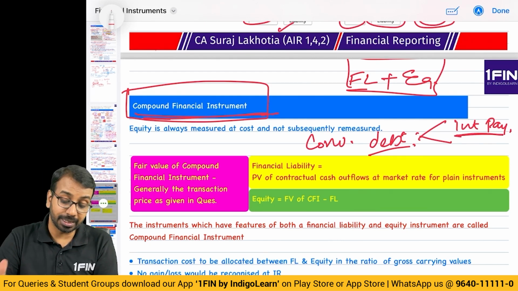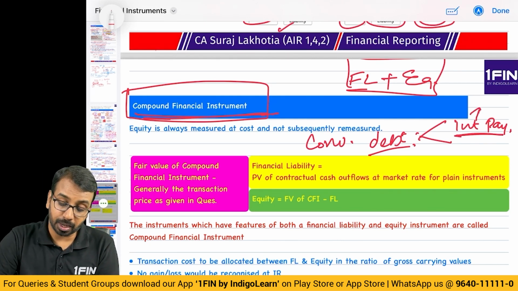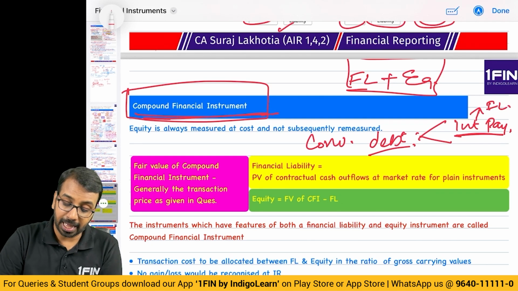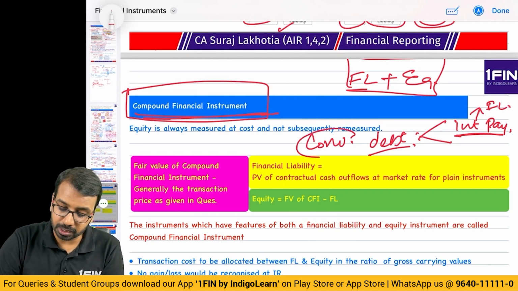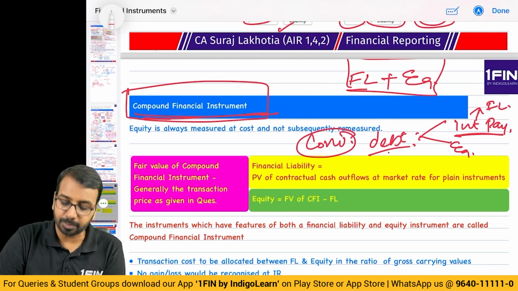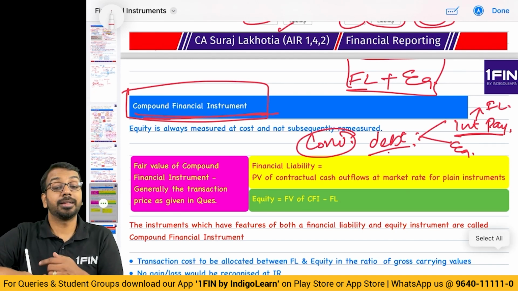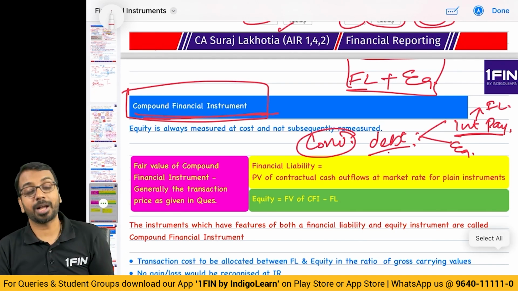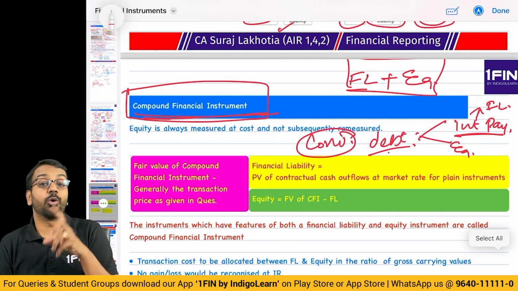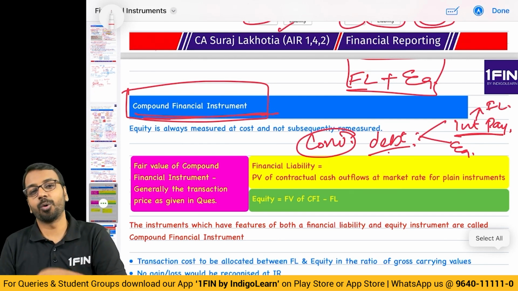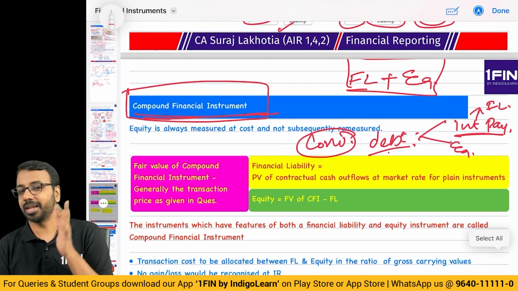This interest payment that you make on debt is a part of your financial liability. And if at all this debt would be converted subsequently, that becomes equity. Or because it is convertible, the holder can come and ask for conversion anytime. The holder can ask for redemption also. So if the holder asks for redemption, again it becomes a financial liability.